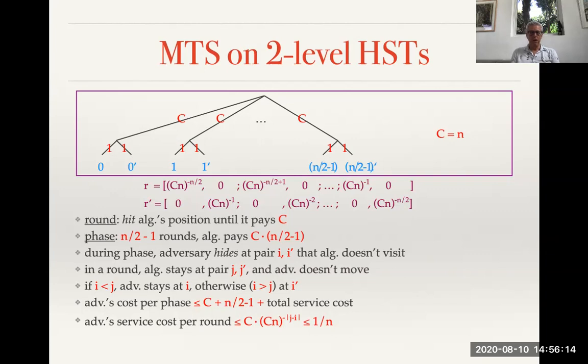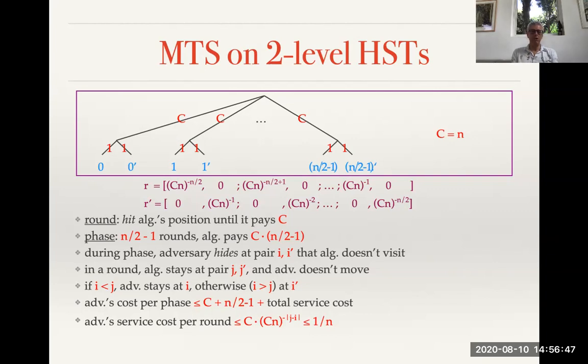So we'll have n over 2 branches, and each branch will have 2 leaves, and we'll number these leaves. So these pairs of leaves will be indexed by 0, 0 prime, 1, 1 prime, and so forth. And there are overall n over 2 such pairs of leaves. The leaves are the states of the metric space.